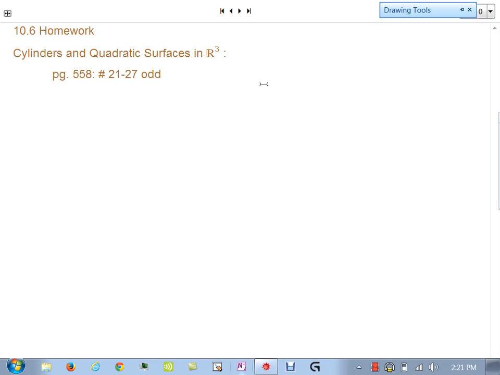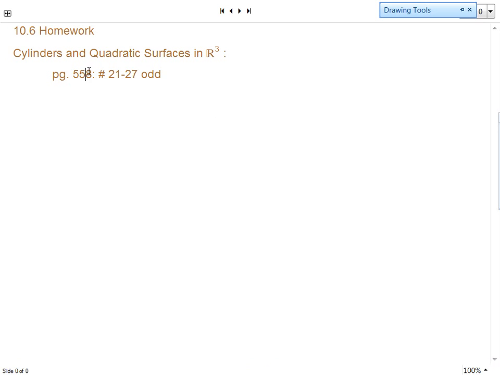Whoa, that can't be the right page. Ooh, I'm off by a little bit here. Yeah, that's supposed to be 579. Don't know why that is that way. I'll change it here. And it says reduce the equation into one of the standard forms, classify the surface, and sketch it. You don't need to sketch it.